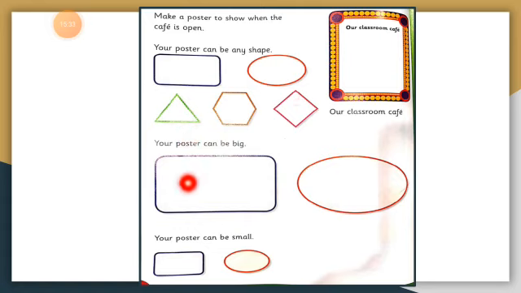Or here are the sizes. Your poster can be big, your poster can be small. If you wanted to choose a small one, you can choose it. If you wanted to put the timing on a big poster, you can choose any big poster. Or if you wanted to choose this cafe poster, you can choose this one also. You can decorate it. Fine, this is how you will choose the poster and write the timing.